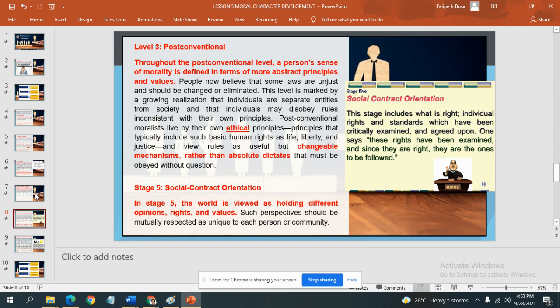On stage 5, which we call a social contract orientation, the world is viewed as holding different opinions, rights, and values. And on this orientation, this stage includes what is right, individual rights, and standards which have been critically examined and agreed upon. So dito, nalalaman na ng mga bata, may concept at may knowledge na sila na lahat ng batas ay masusing pinag-aralan. One says these rights have been examined, and since they are right, they are the ones to be followed. So lahat ng batas na ito ay kailangang sundin sapagkat ito ay masusing pinag-aralan.